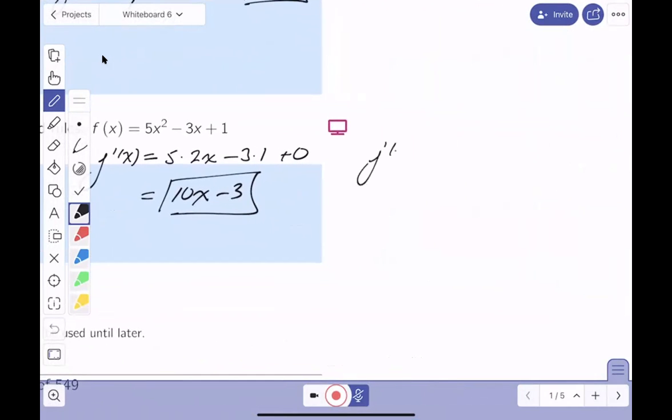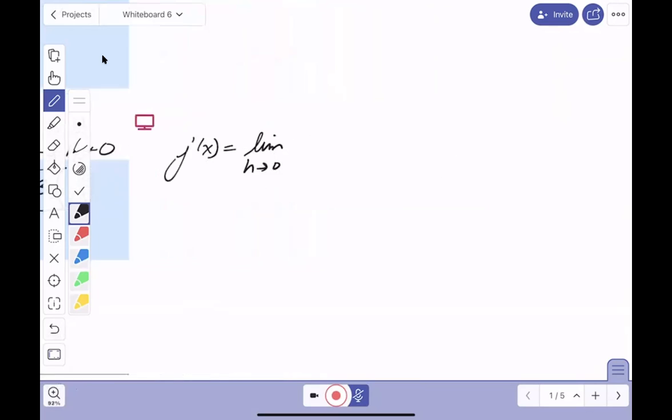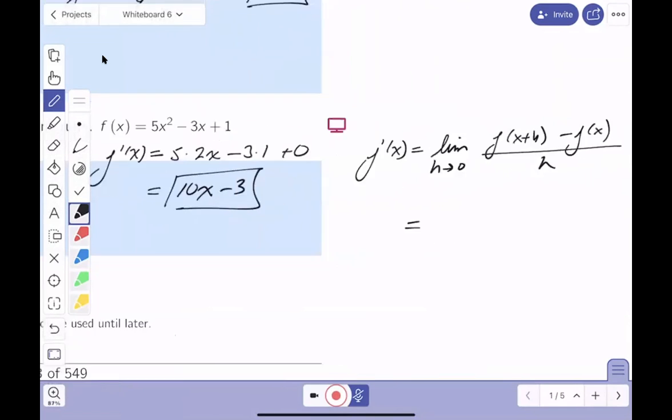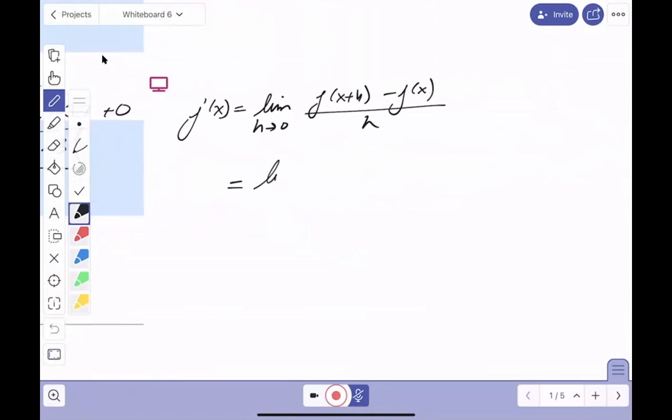Let's use the definition now. So f prime of x is equal to the limit, h goes to 0, f of x plus h minus f of x over h. Well, it's 5x squared, right? So let's write this down. Limit.